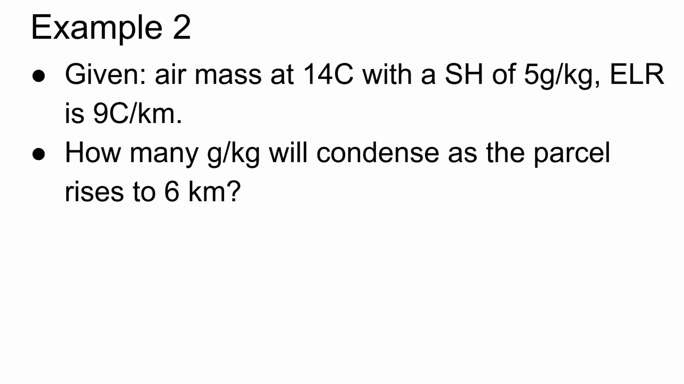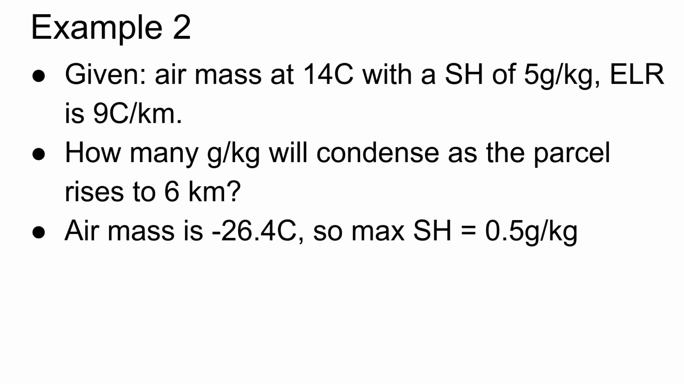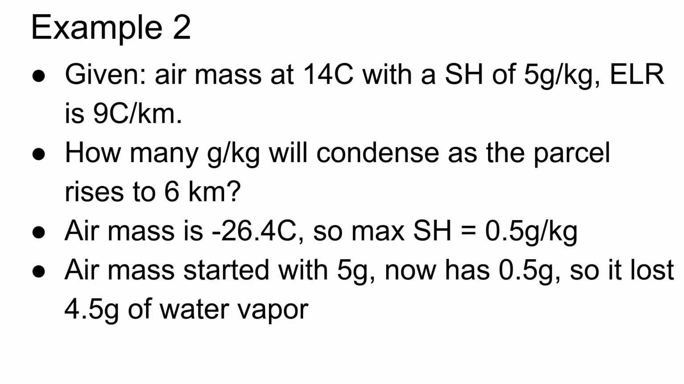I want to know how many grams of water vapor condensed. The maximum specific humidity from the chart, you just look it up, negative 26.4. So the maximum specific humidity is 0.5 grams. We had 5 grams when we started on the ground because that was given. It now has 0.5, so it lost 4.5 grams of water vapor as it rose.